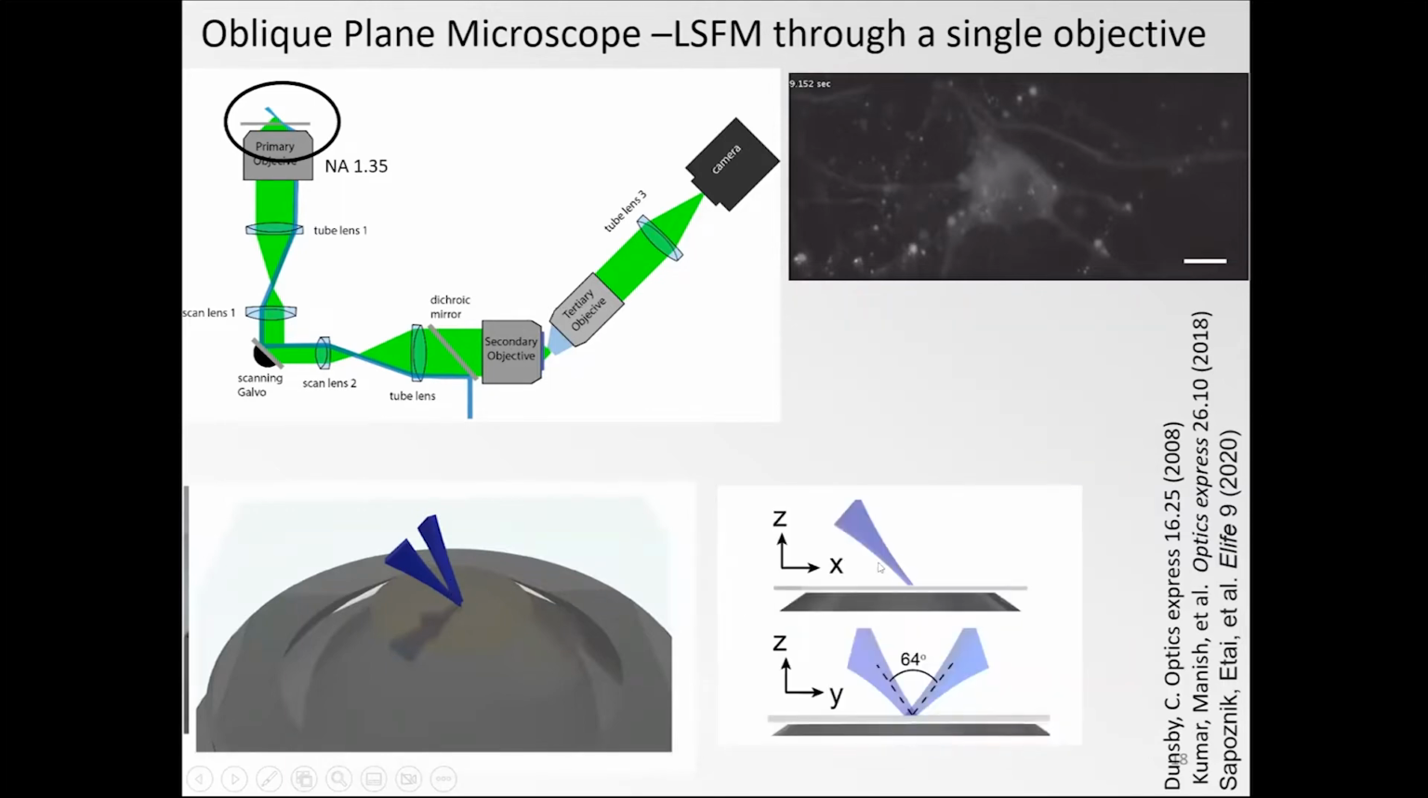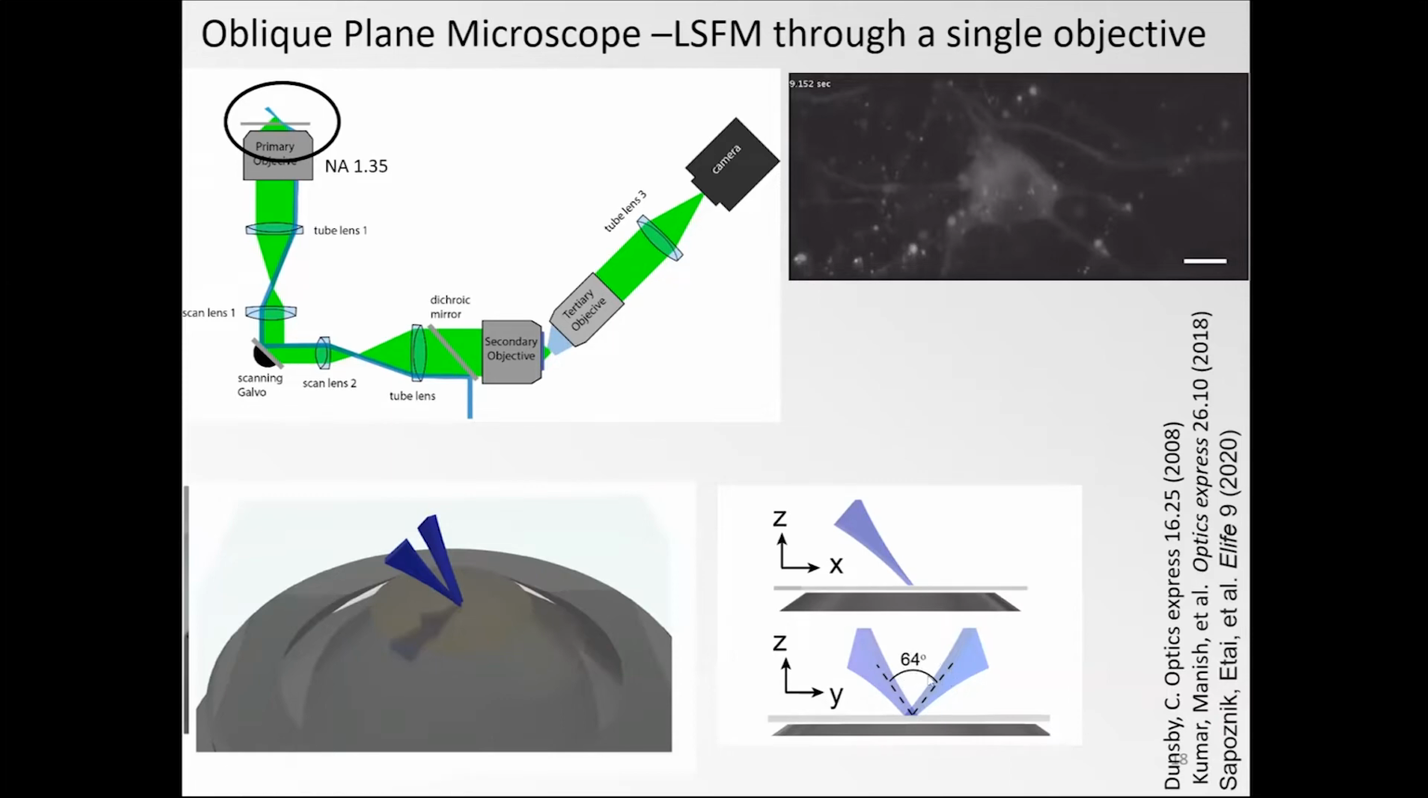This would look something like this. From the side, they would be propagating in the same tilted plane, but if you look at it from the back, they would essentially diverge from each other, an opening angle of maybe 60 degrees. That's roughly a numerical aperture of 0.8, so not too bad.